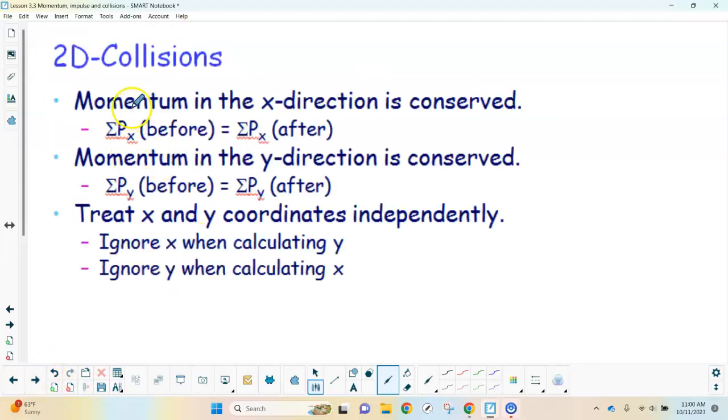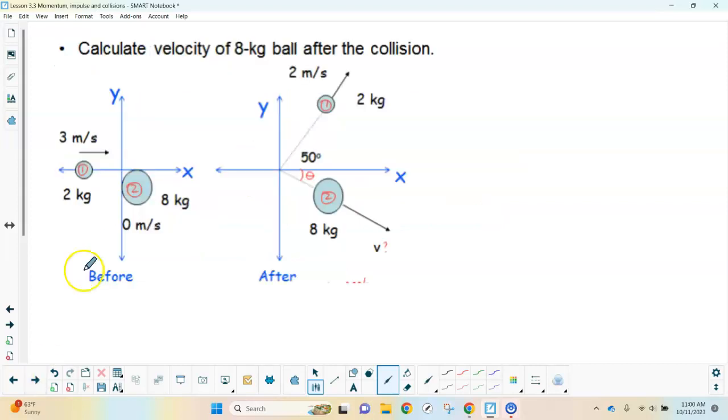Okay. Again, two-dimensional problems, you're just conserving in both directions, before and after, that's what I talked about. They're independent of each other. So the x direction conserves whatever the x momentum is, and the y conserves momentum, and then you put them together to find the overall resultant momentum. All right. This problem I already have worked out, so I'm just going to talk through it really quickly.